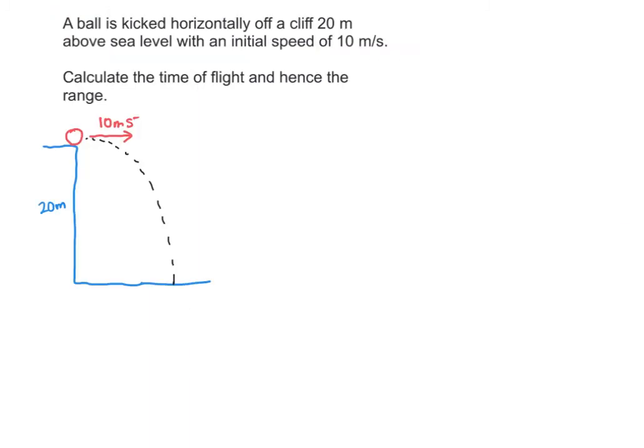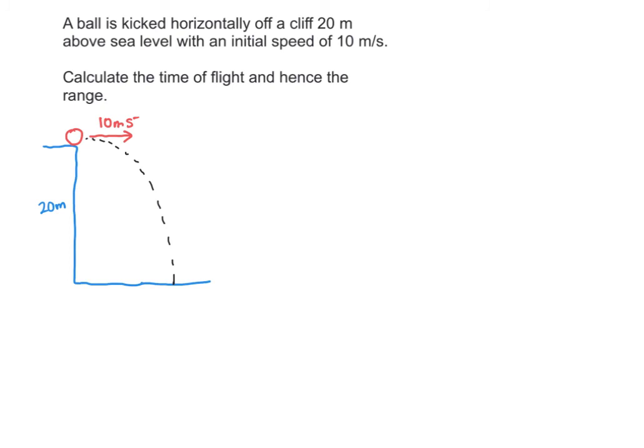Okay, in this question we've got a ball kicked horizontally off a cliff 20 metres above sea level with an initial speed of 10 metres per second. Calculate the time of flight and hence the range of the ball. I've drawn a diagram here. If you're never sure where to start a question, drawing a diagram is often a really useful thing to do. So, the first thing we need to do here is work out the time of flight.